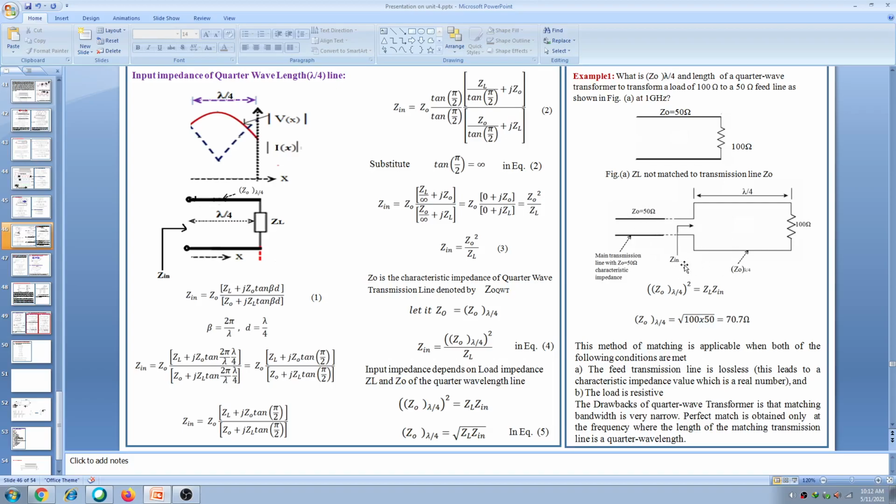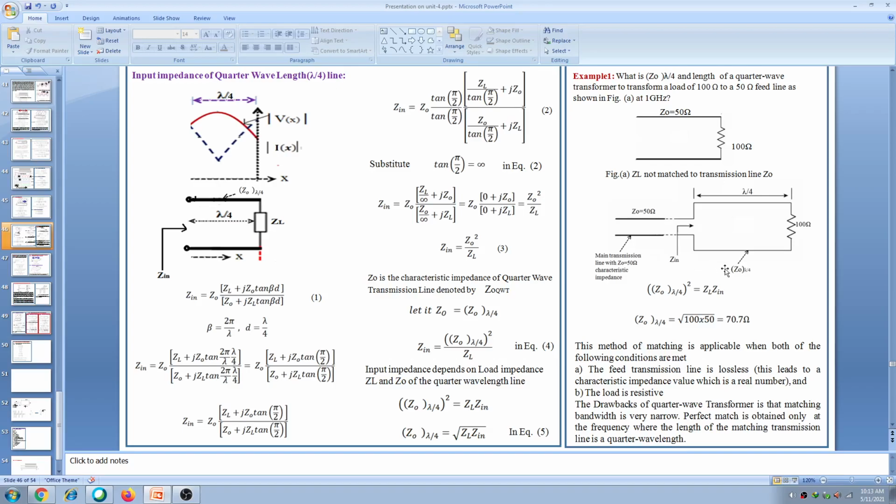That will happen. This Zin will become 50 ohm only whenever the length of this line equals lambda by 4 at the operating frequency. At the particular operating frequency, whenever that length equals lambda by 4, only then does this become 50 ohm, not for other frequencies. That's why the bandwidth becomes very narrow. Only at a particular frequency will the impedance match take place. Whenever the length of this line becomes lambda by 4, only at that frequency will we get Zin equal to 50 ohm, not at other frequencies.